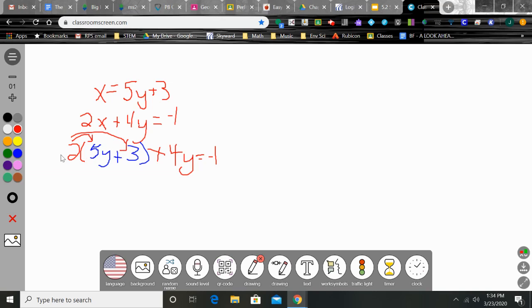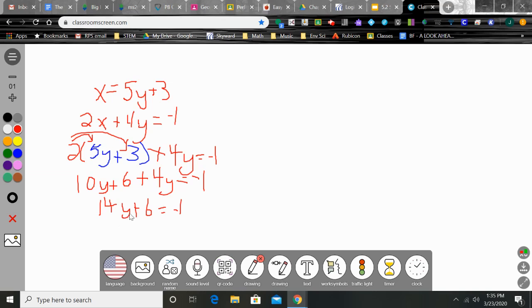Okay. So 2 times 5y is 10y. 2 times 3 is 6. So this is 10y plus 6. Now my 4y I didn't touch. It's still just hanging out. And my -1 on the right side is still hanging out. So now I combine my like terms. 10y plus 4y is 14y. Plus 6 is -1.